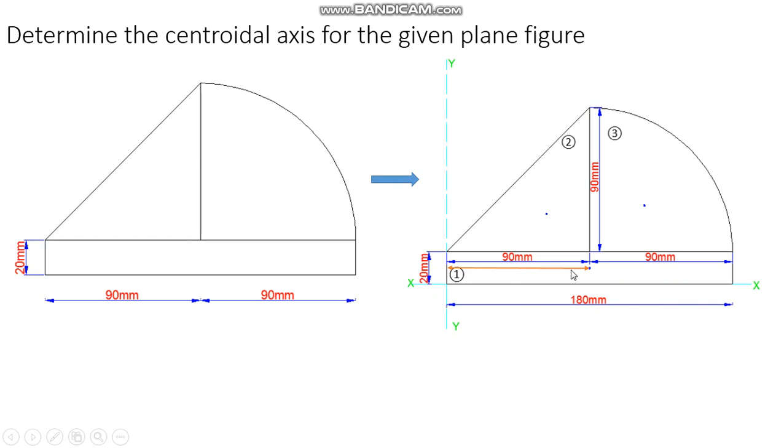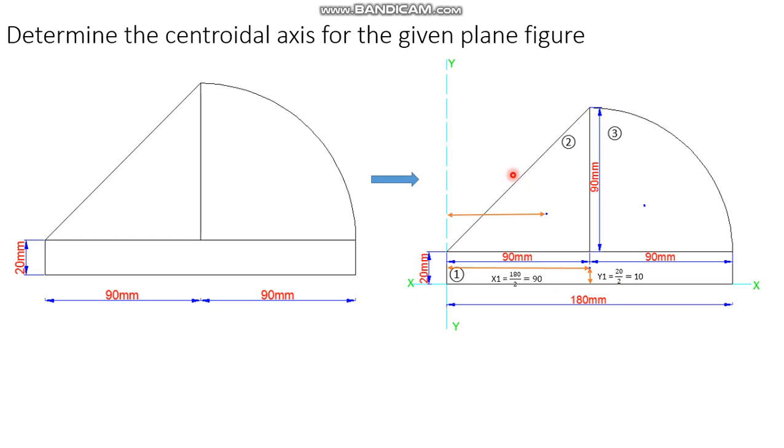First one is for this rectangle, the breadth is 180 mm. Therefore x1 will be 180 by 2, you'll get 90 mm, and y1 is, this depth is 20 mm, so 20 by 2 you'll have 10 mm. So this is x1 and y1.